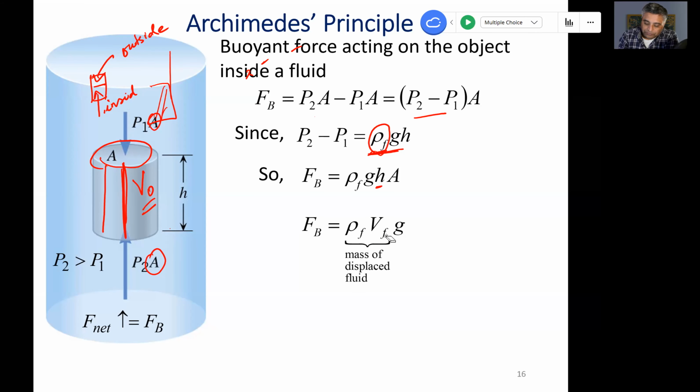So now, the buoyant force depends on the density of the fluid displaced, the volume of the fluid displaced, and g. And actually, that means this is going to be the weight. Remember? I should say mass, and when we multiply that with g, that becomes the weight. So density is mass over volume, which means I can replace this by mass, right? So the weight of the fluid displaced is equal to the buoyant force on the object.